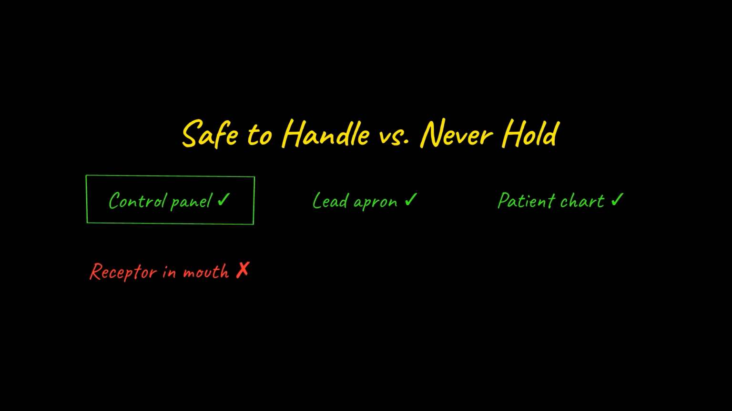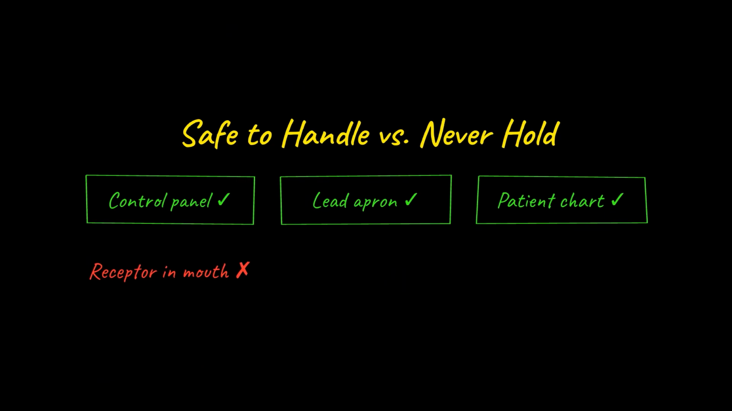The exam tests whether you can separate the one forbidden act from routine safe tasks. The control panel, the lead apron, and the patient chart are all handled without entering the beam. Only holding the receptor inside the patient's mouth during exposure places a hand directly in the primary beam, and that is the single act the operator must never perform.